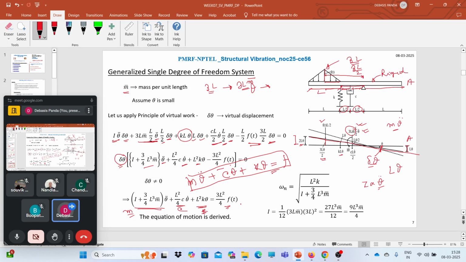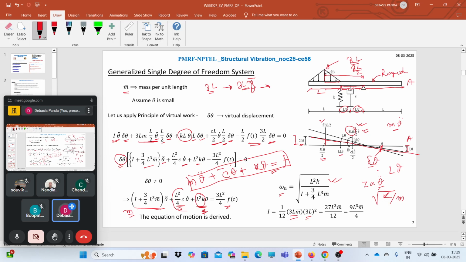So now if we want to write down the natural frequency of this system, what will that be? Wn is nothing but the square root of K by M. So this counts for the K part, and this counts for the M part. We will easily get it like L square K by I plus 3 by 4 L cube m bar, and I we can easily calculate as 1 by 12 m L square. We know the total mass and total length of the beam, so we can calculate I. In this way we can easily find the natural frequency, if the mass per unit length, the stiffness of the spring, the damping constant of the damper, and the intensity of load are all provided.